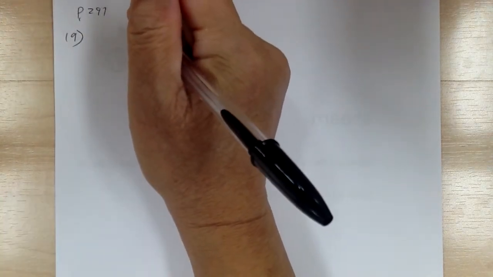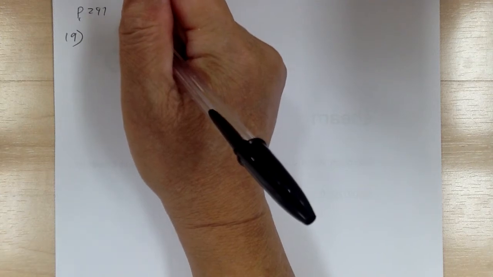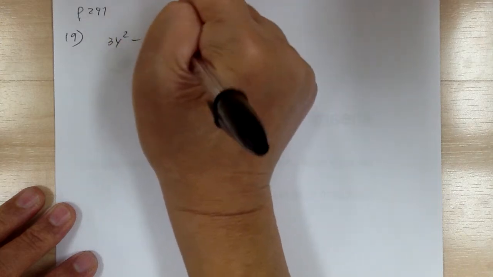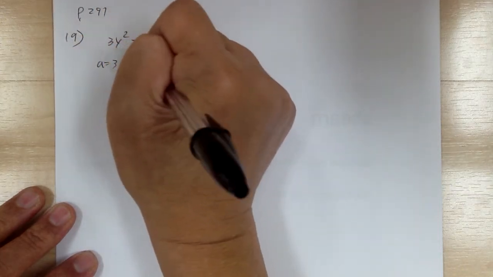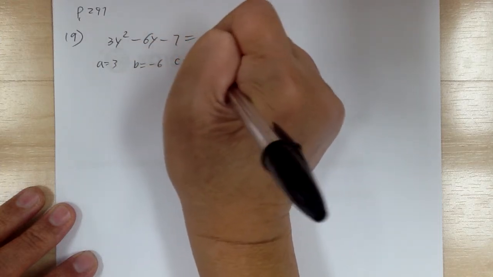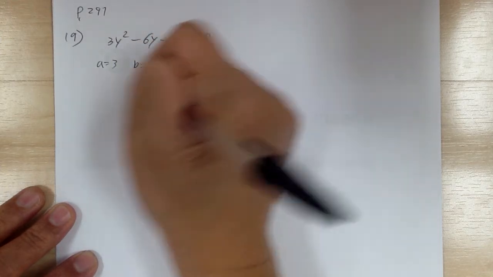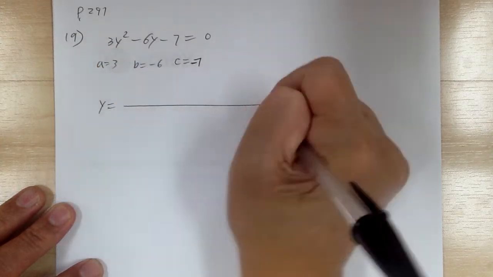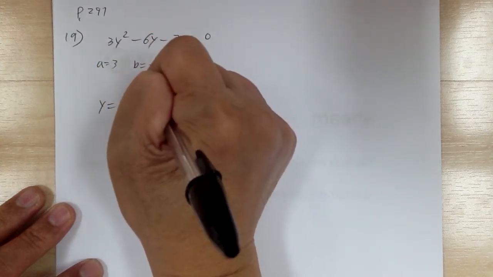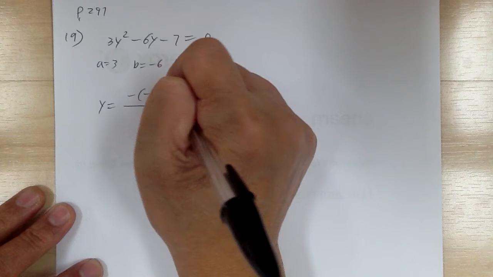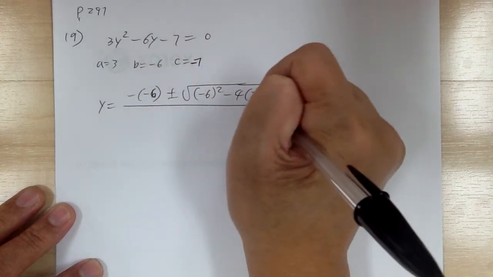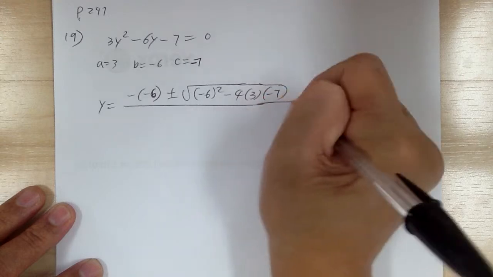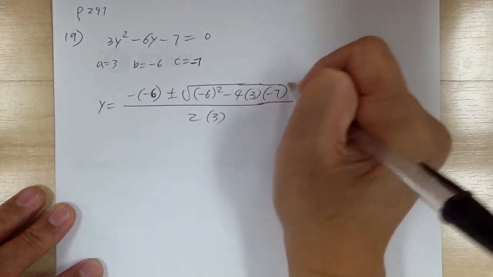Okay, this one you want to solve each equation and approximate the solution to the nearest hundredth. So you got 3y squared minus 6y minus 7 equal to 0. So a equal to 3, b equal to negative 6, c equal to negative 7. Okay, so y equal to negative b plus or minus square root of b squared minus 4ac over 2a.